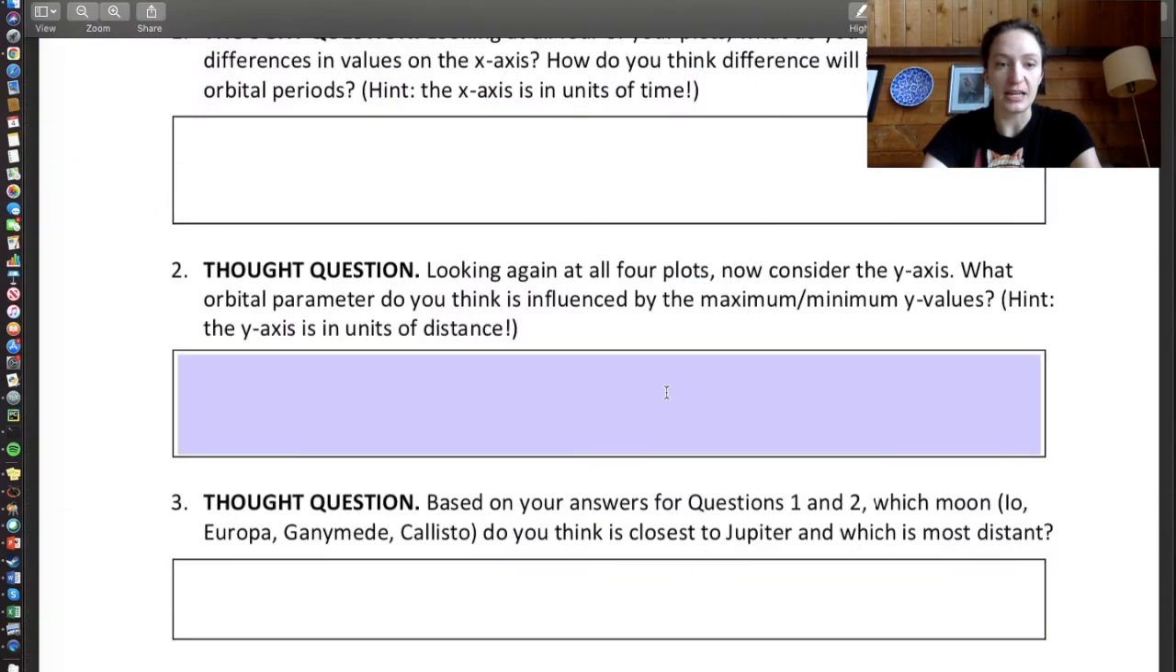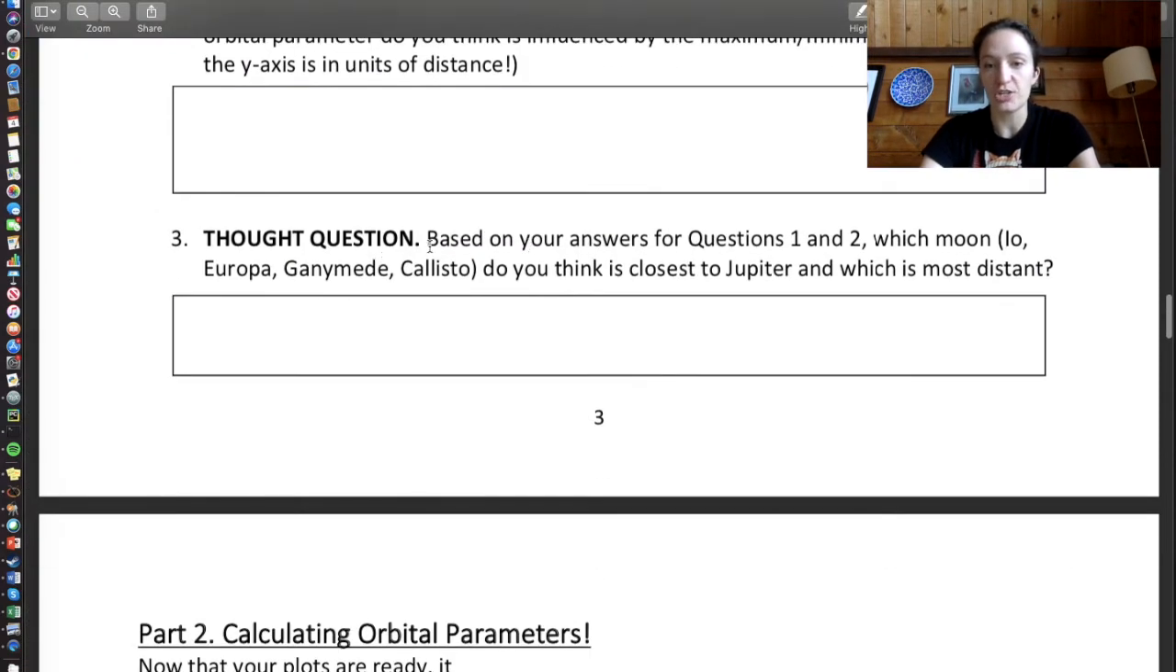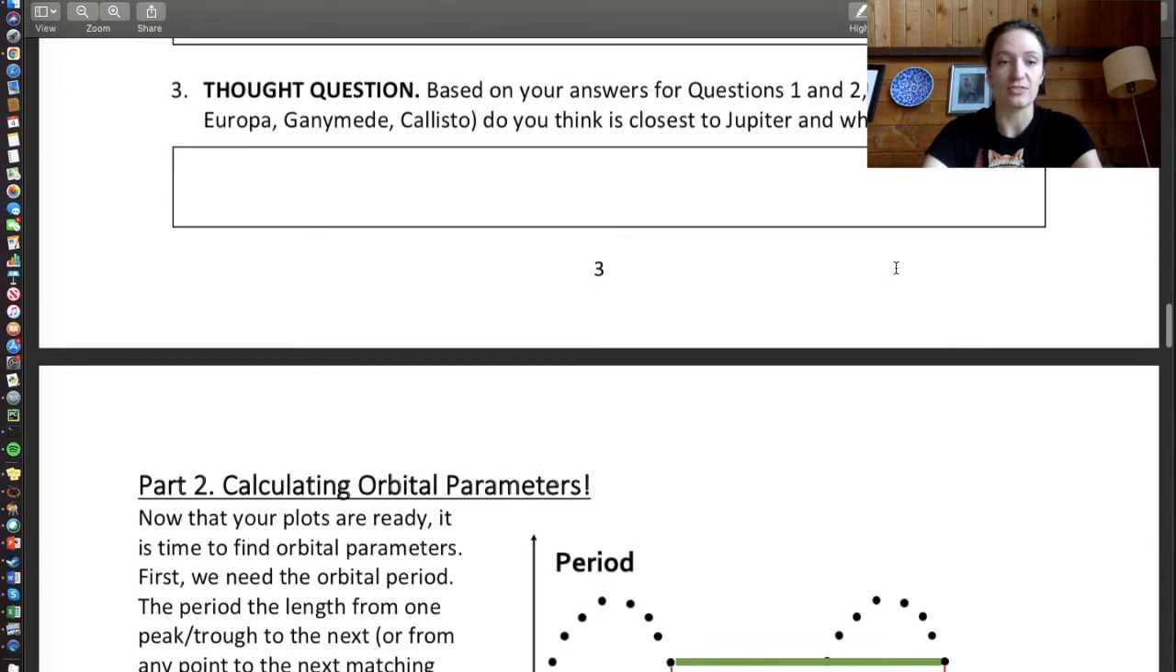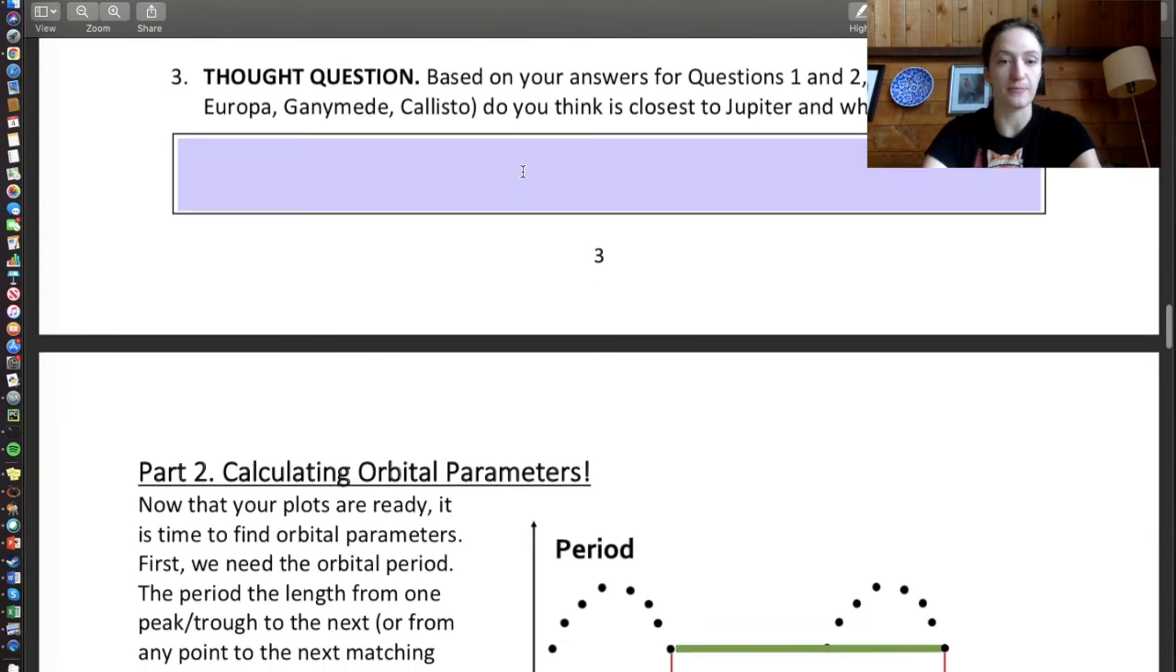Then number 3, based on your answers to questions 1 and 2, which moon do you think is closest to Jupiter and which is the most distant? Now, you want to look at your plots to answer this, but I did already give you the answer earlier when I was talking about the mnemonic. Again, just a thought question. You won't be marked down for it.